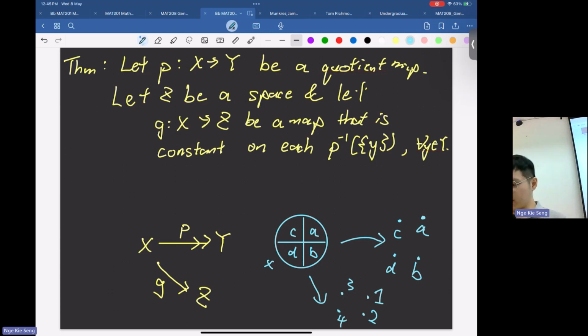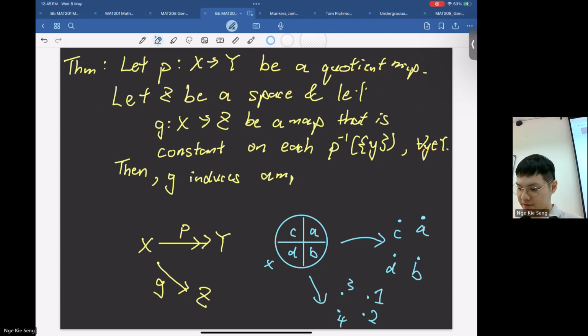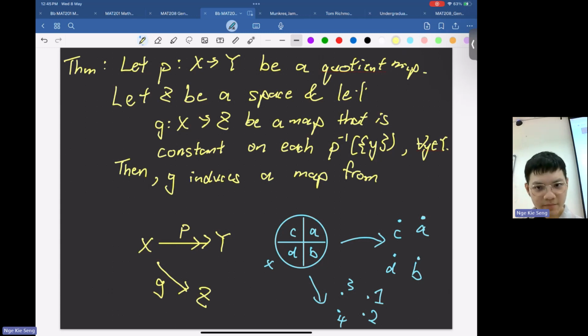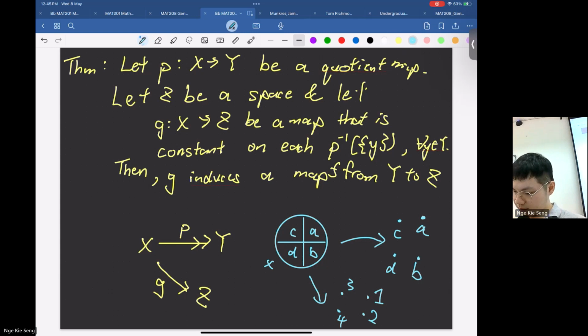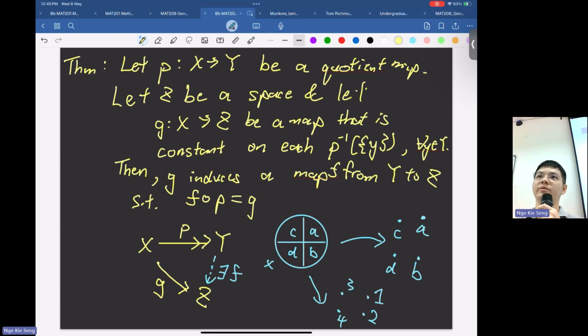Okay. So what is the result here? Then G will induce a map. A map in which direction? F from Y to Z. So there exists a map F from Y to Z, and not only that, such that F composed with P equals G. So this means this diagram commutes.